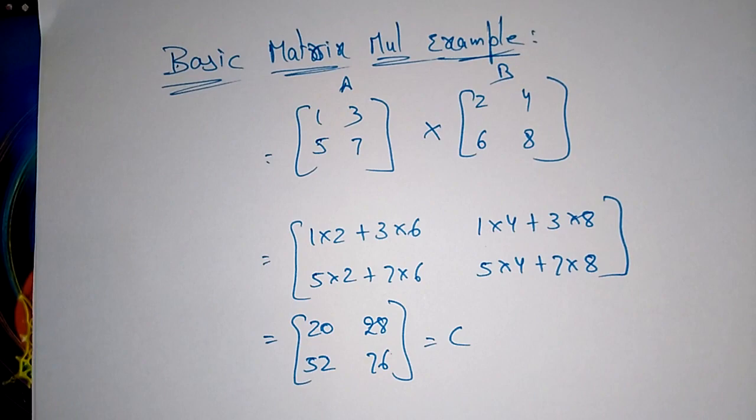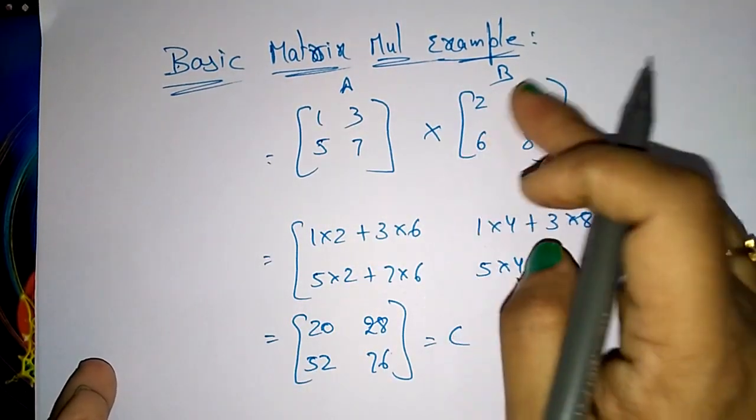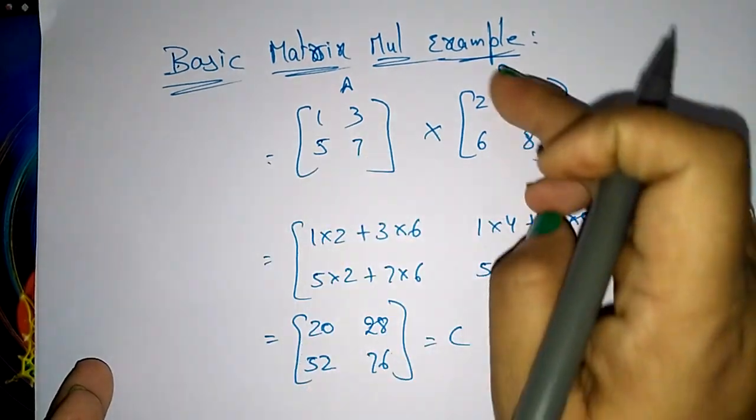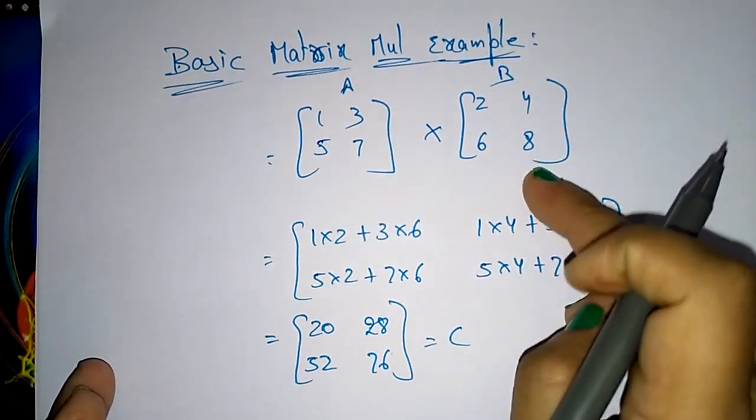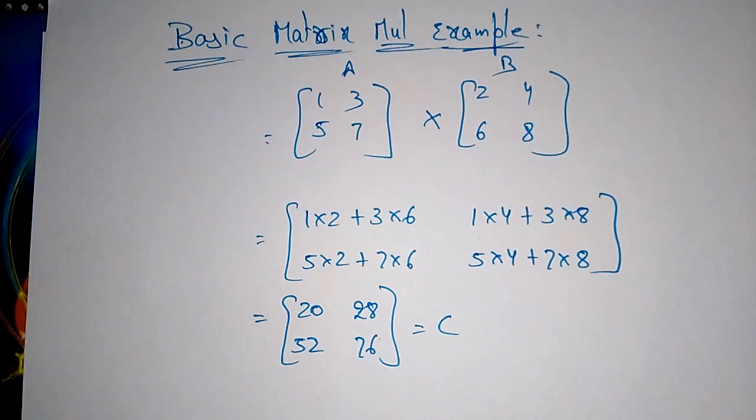So this is how you multiply. Each row should be multiplied first with the first column, then with the next column. So this is the basic matrix multiplication. Thank you.